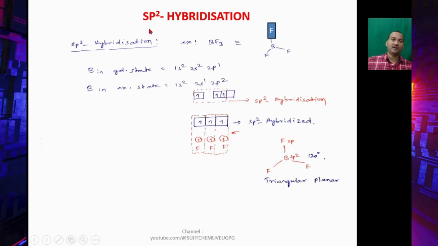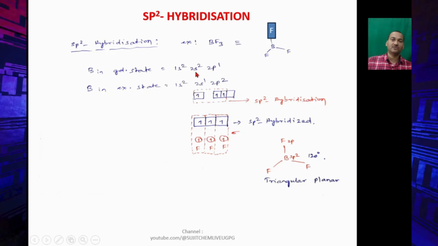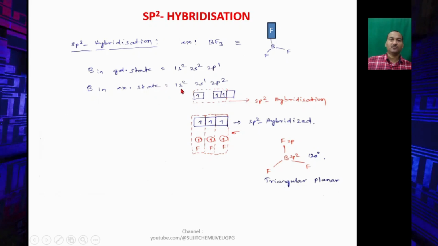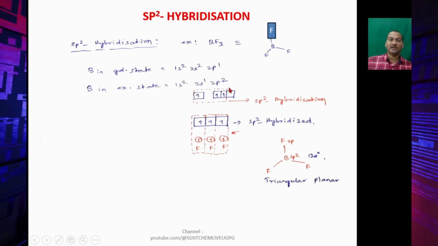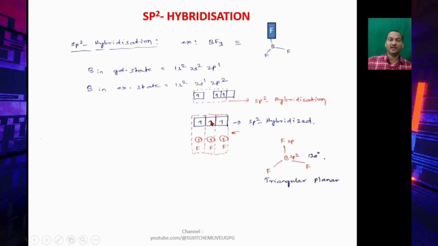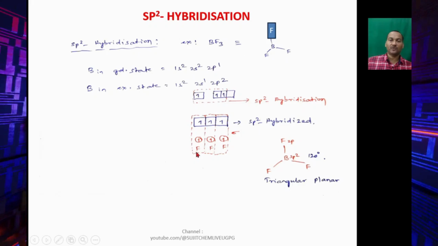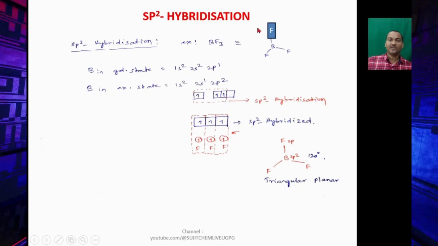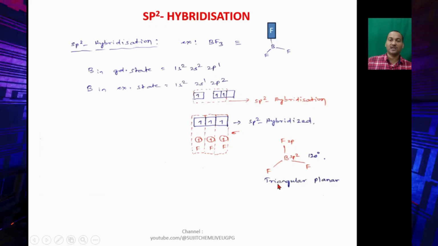Similarly, let's talk about sp2 hybridization. So an example is boron trifluoride. So boron in ground state is 1s2 2s2 2p1. So boron in excited state will be 1s2 2s1 2p2. So one 2s orbital and two 2p orbitals will intermix, giving rise to 3 equivalent sp2 hybrid orbitals. And these sp2 hybrid orbitals overlap with fluorine atoms, giving rise to 3 BF bonds. So you have a BF3 molecule. So here the bond angle is 120 degrees and the structure is triangular planar.